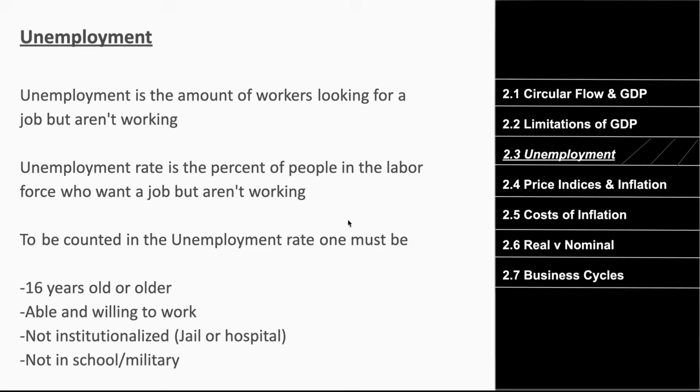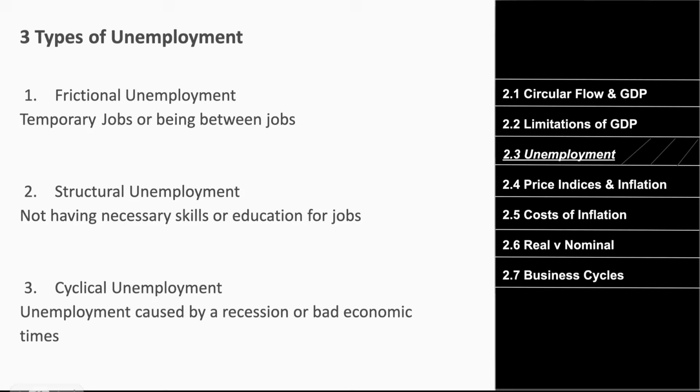To be counted in the unemployment rate, there are 4 main requirements you need. First, you need to be 16 years or older, able and willing to work, not institutionalized, so that means you're not in jail or hospitalized, and you're not in school, and you're not in the military. That includes high school, college, etc. You do want to memorize these 4 requirements because there are a lot of questions regarding this.